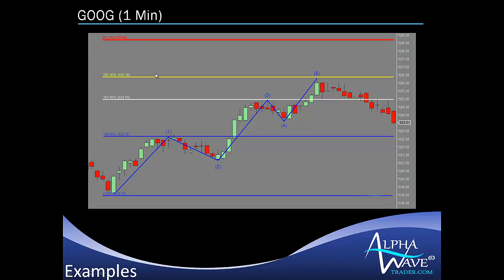So here's a few more examples and I look forward to answering your questions. Google 1 minute, classic, clean, marvelous. Here's a trader who got a little lucky, taking a trade at the end of wave 3. But beautiful wave 1, beautiful wave 3. This is major trend structure. This is what price does each and every time.